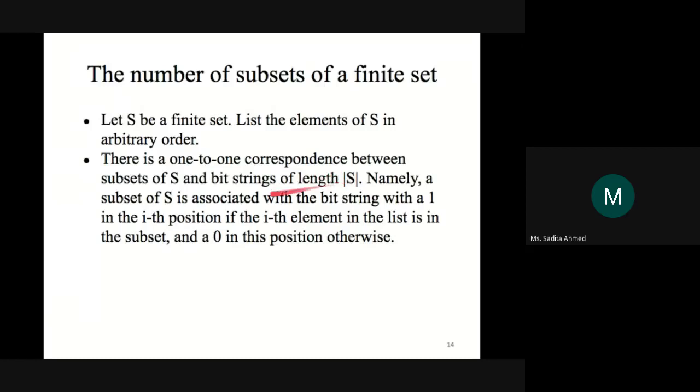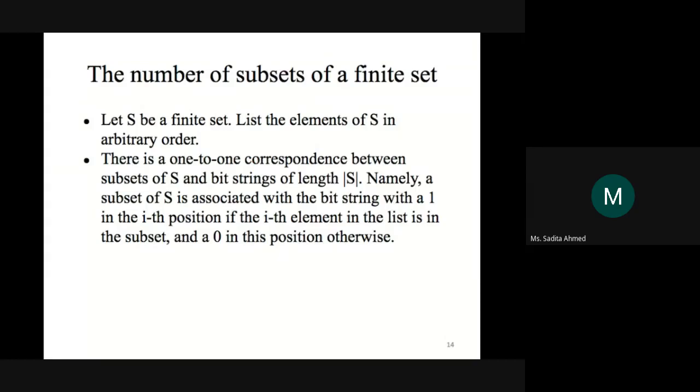If the number of elements is equivalent to the length of the bit string, how many bits would you have in these bit strings? How many bits would you have, guys? If it's equivalent to the length of S, how many bits would you have? The number of elements of S. So the number of bits in this bit string would be equivalent to the number of elements in S, all right? So there is a one-to-one correspondence between the total number of subsets of S and the total number of bit strings of length S, all right?